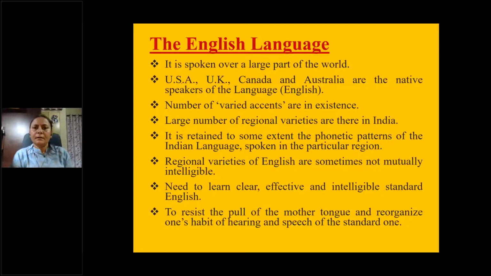USA, UK, Canada, and Australia are the native speakers of the language. So at a basic level, these are the major native places of English speaking. And according to this information, we can assume that these are the existing accents. So various accents exist. Except these, many other accents are also there. Even if we talk about India, we have many varieties of accents in English itself.